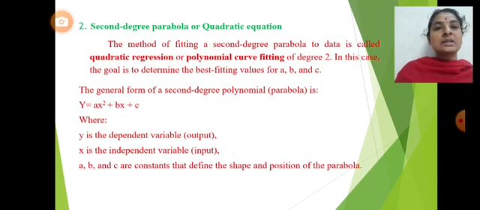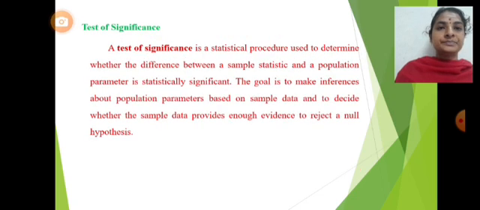The second one is second degree parabola. The method of fitting second degree parabola to data is called quadratic regression or polynomial curve fitting of degree 2. In this case, the goal is to determine the best fitting value for a, b and c. The general form of second degree polynomial is y equal to ax squared plus bx plus c, where y is dependent variable, x is the independent variable, a, b and c are constants.